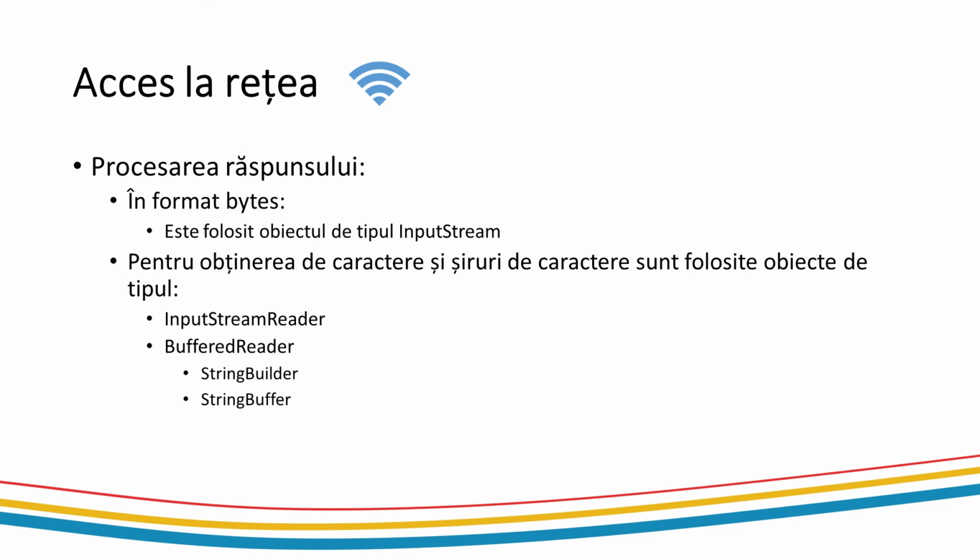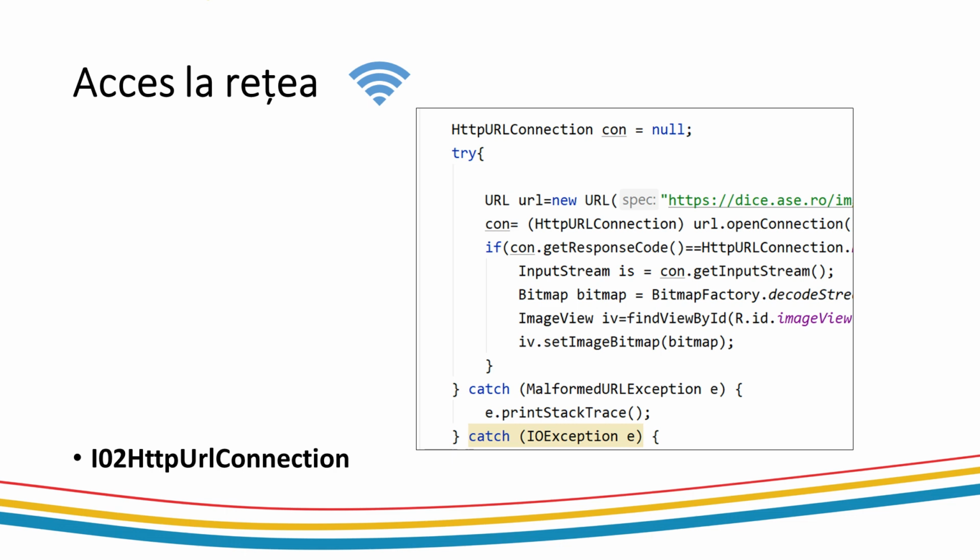String Builder is more commonly used because it's generally faster, but String Buffer is thread-safe, meaning it can be used by multiple threads at the same time without causing problems. So they help us assemble the pieces of text we get from the network into a complete string that we can then use in our app. Exactly. Okay, that makes sense.